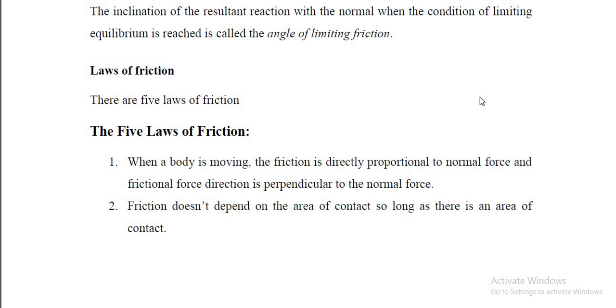Then there are some laws of friction. What are the friction laws? When the body is moving, the friction force is proportional to the normal force, and the frictional force acts perpendicular to the normal force. Also, friction does not depend on the area of contact. So long as there is contact there will be friction, but it does not depend on whether the area is small or large.